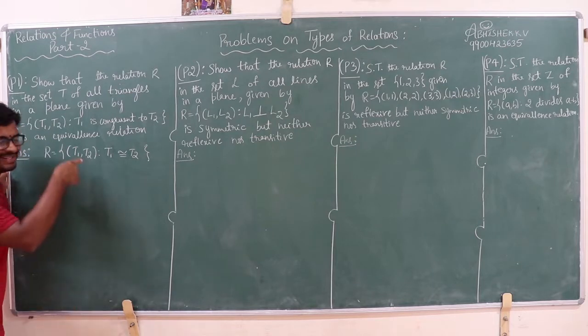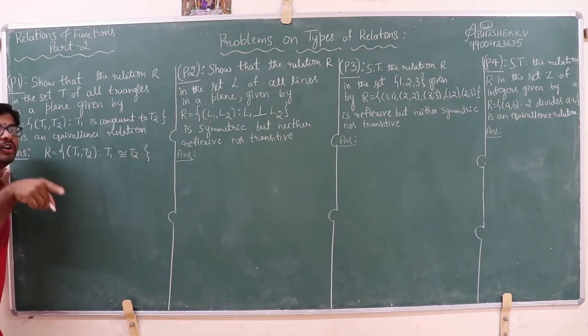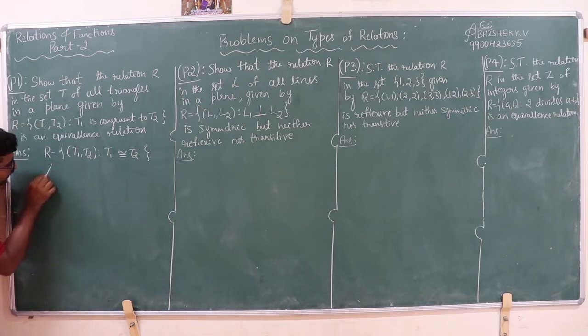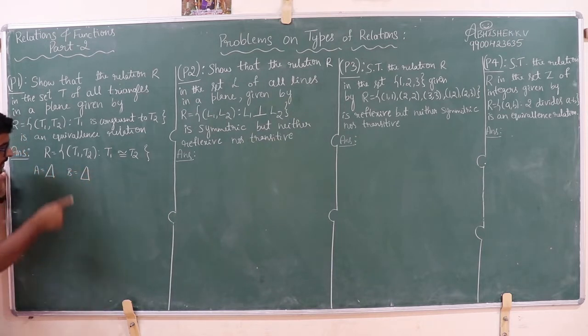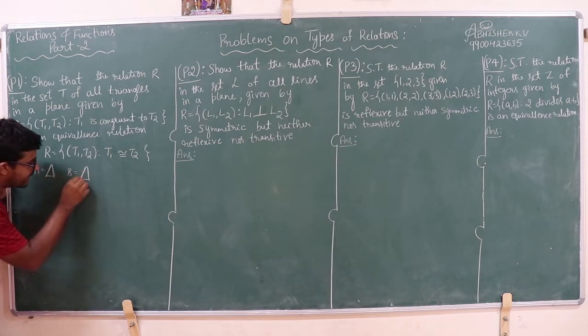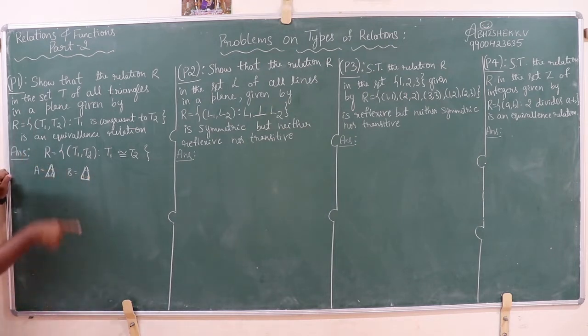Before going to prove this relation is an equivalence relation, first let us see what congruent triangles are. See, if I consider two triangles, say A and B, A is said to be congruent to B if all three sides of both the triangles are equal and all three angles of both the triangles are equal. Then only we say the two triangles are congruent.